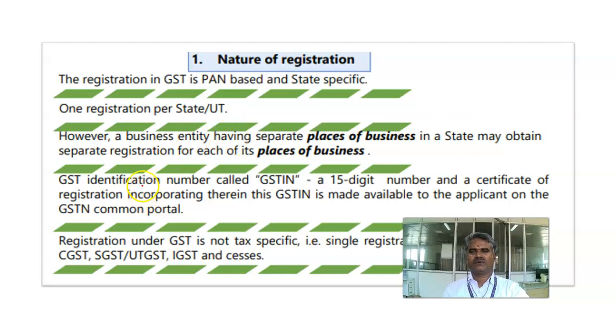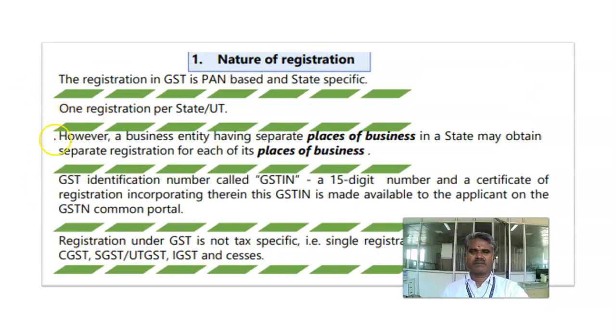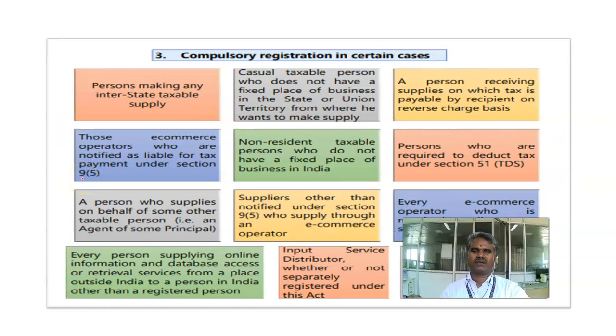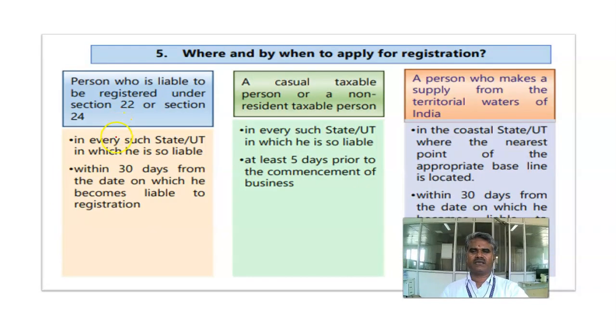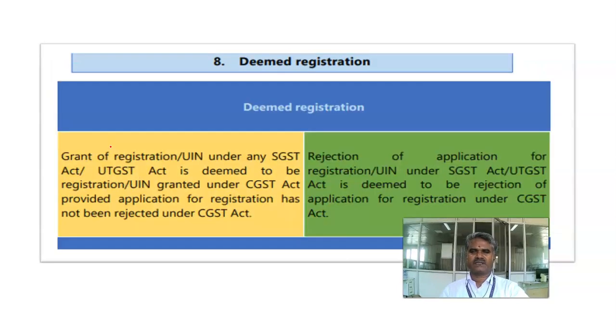So this is what, my dear students, I have given some snapshot for your reference, for your easy understanding. You see, person liable, already we discussed. Here I have given a snapshot: where and by whom, when, how, voluntary registration, effective date of registration, deemed registration I have given.